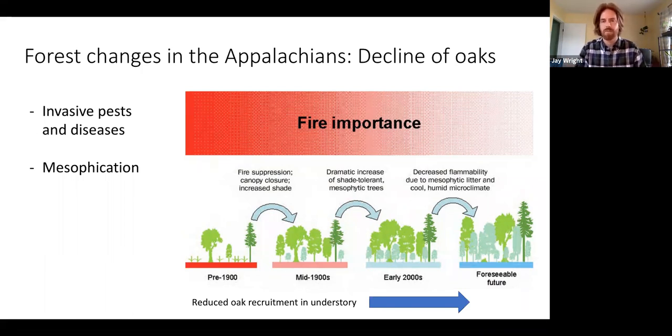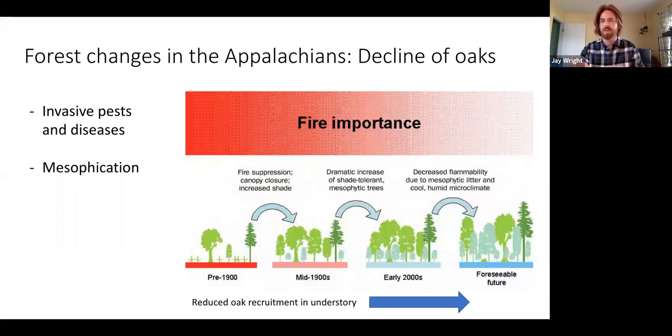But over time, with the implementation of fire suppression policies in the early to mid 20th century, where fires were always being suppressed, that encouraged the canopy to close because there wasn't as much fire clearing out the understory. And that changes the microclimate in the understory layer to more shade and cool and humid. And so that encourages growth for shade tolerant species like maple.